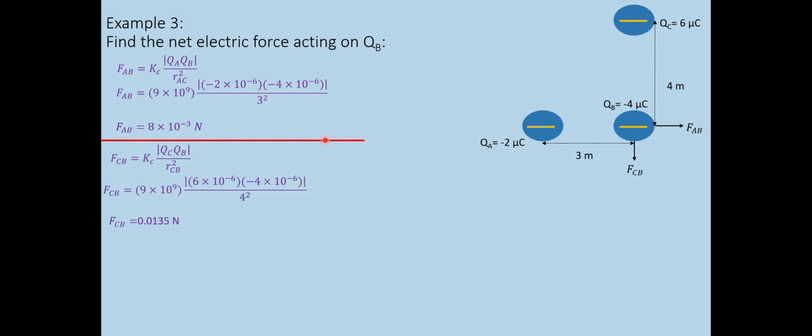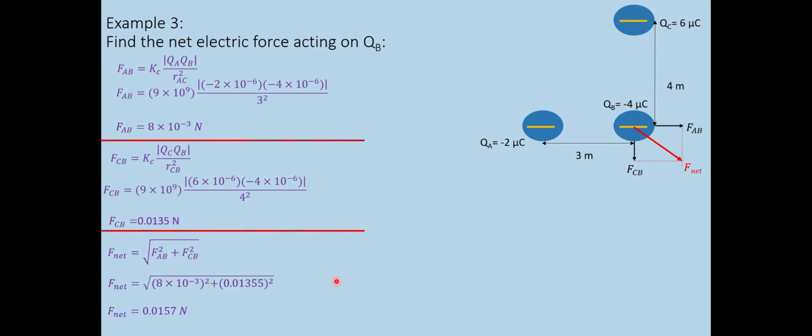We replace the values, and then for Fnet, since the forces are perpendicular to each other, again we do the same thing. We draw a line parallel to the y-axis, a line parallel to the x-axis. We draw this vector Fnet. To find it, we use this formula and we calculate its magnitude. Next step is to find the direction. Theta equals tan inverse opposite over adjacent.